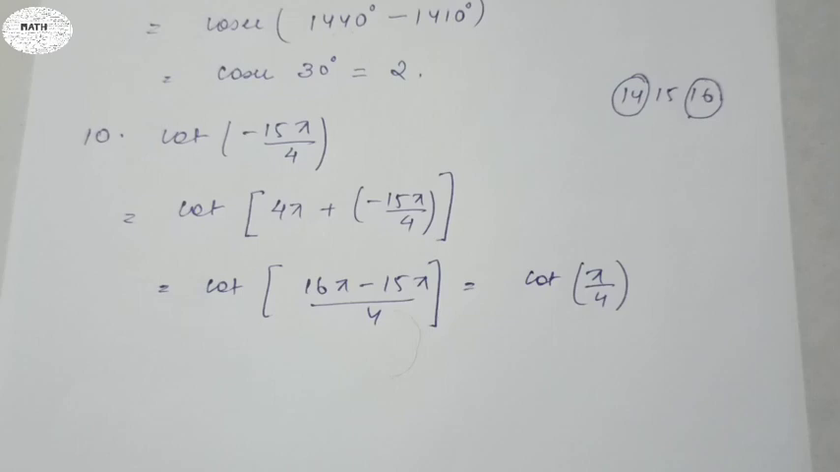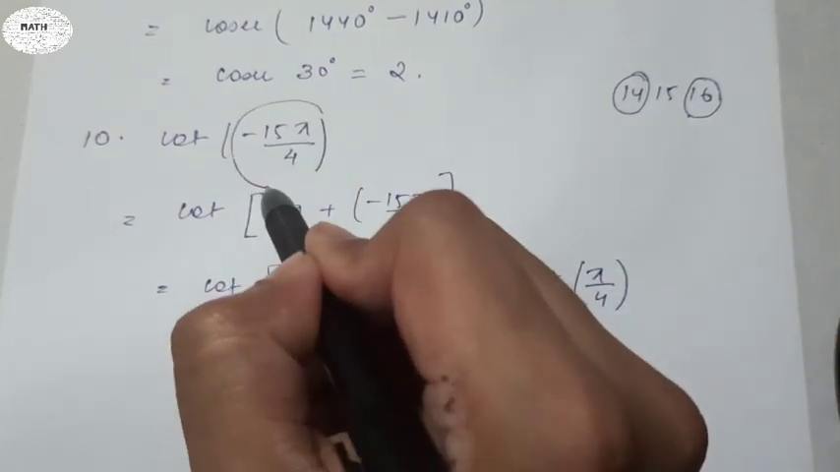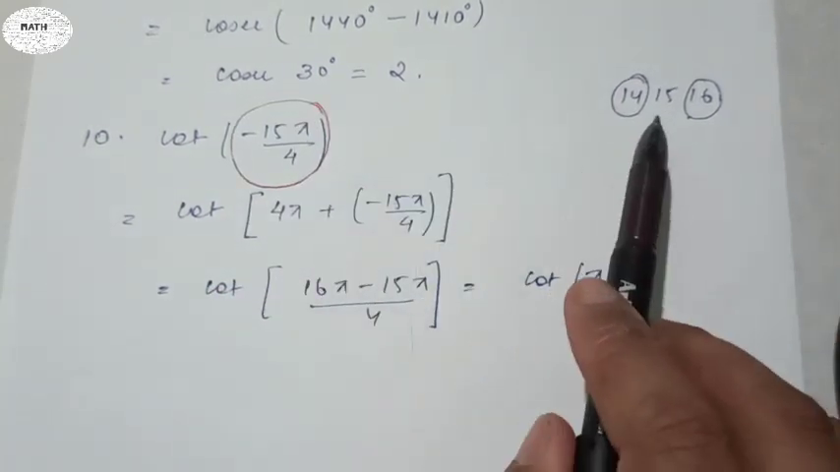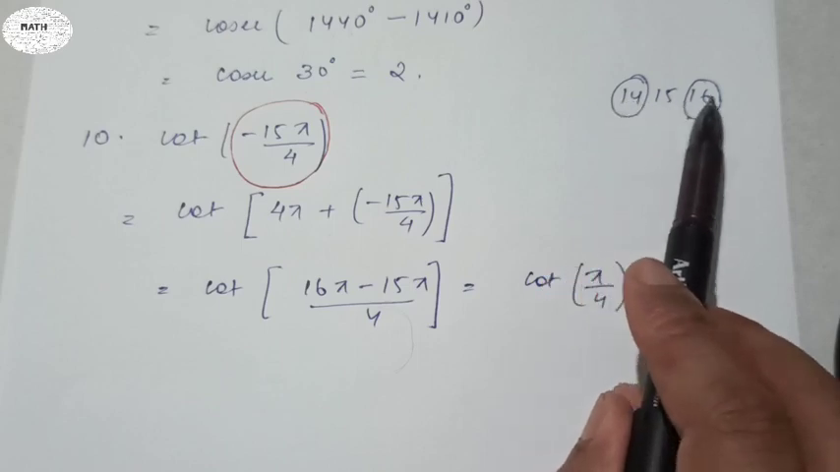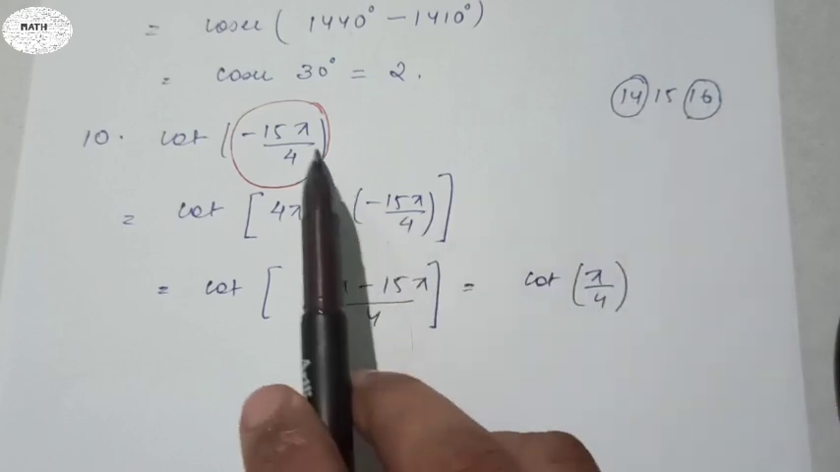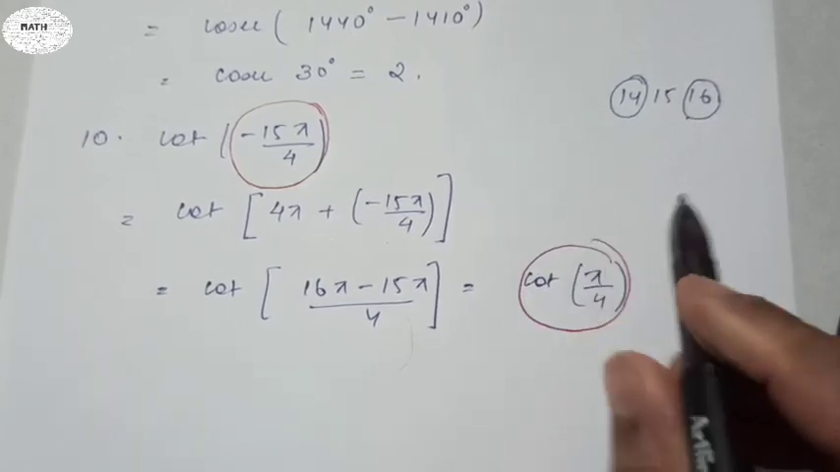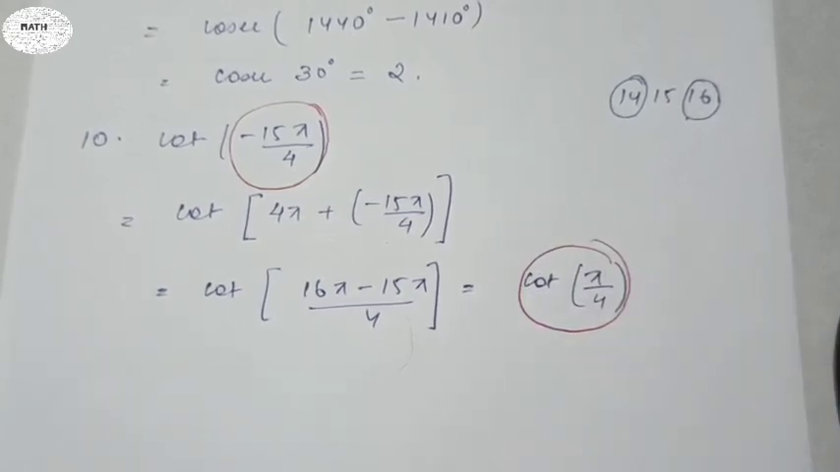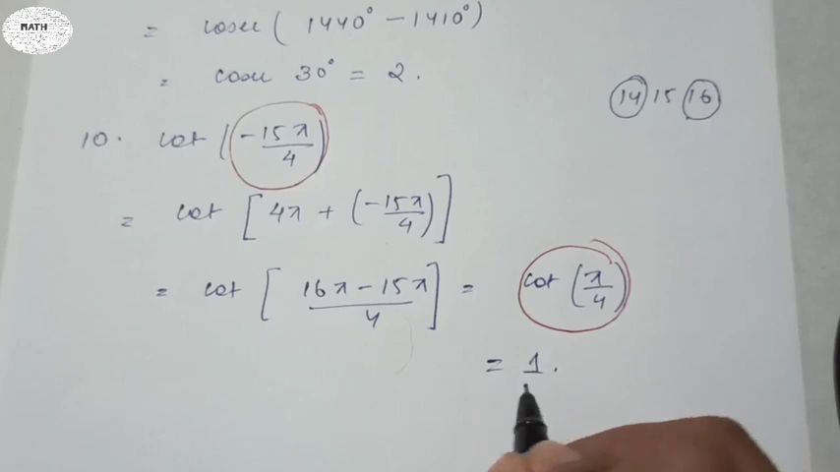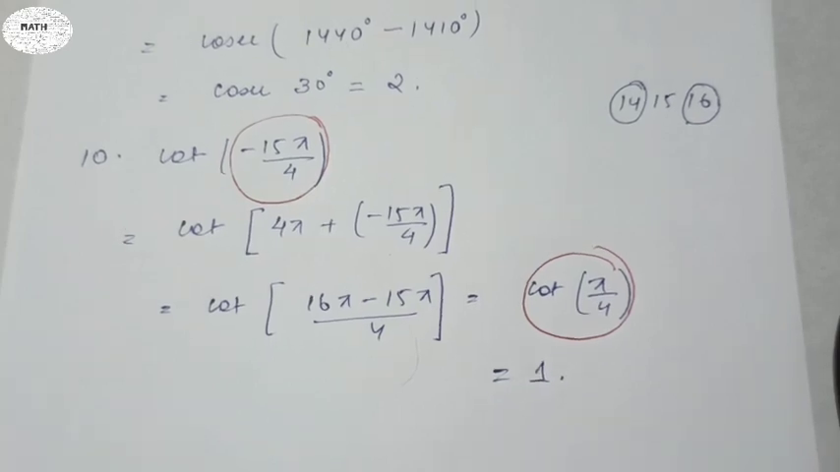Now again see the link. This one I didn't know the answer. That's why I've taken the closer one, 16, because 16 is divisible by 4. Then I got the answer in this form. And this one I know the answer. The answer is nothing more than how much? 1. So this is how we can do question number 6 till question number 10.